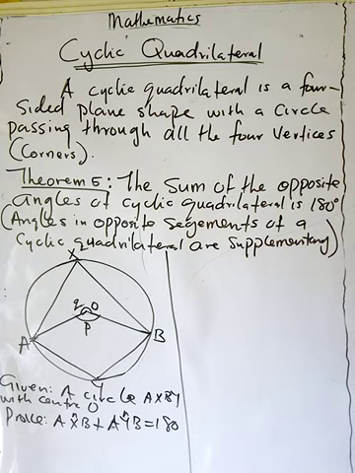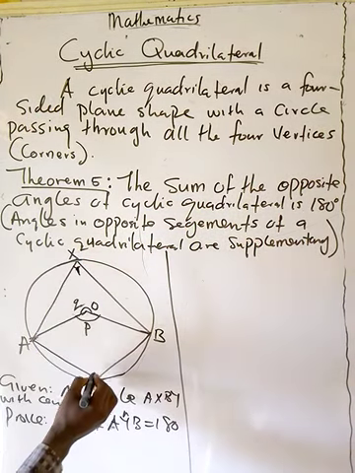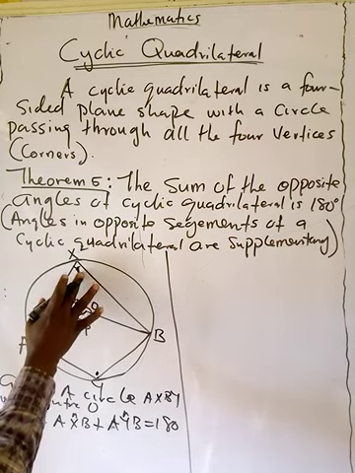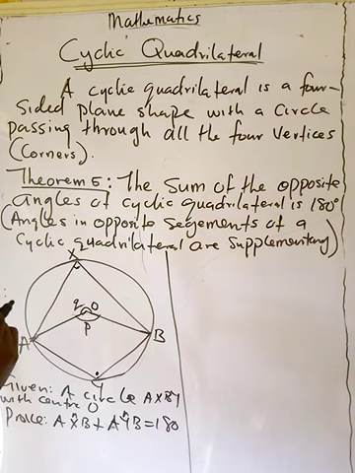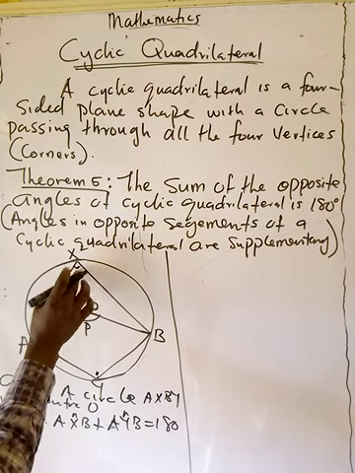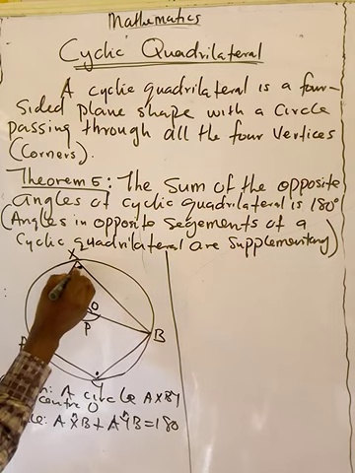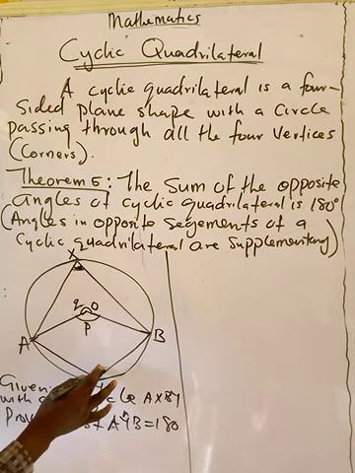Now under theorem 5, theorem 5 says that the sum of the opposite angles of a cyclic quadrilateral is 180. That is, this side plus this side is 180. So this is telling us that angles in opposite segments of a cyclic quadrilateral are supplementary. So that is, the sum of this and this is 180.